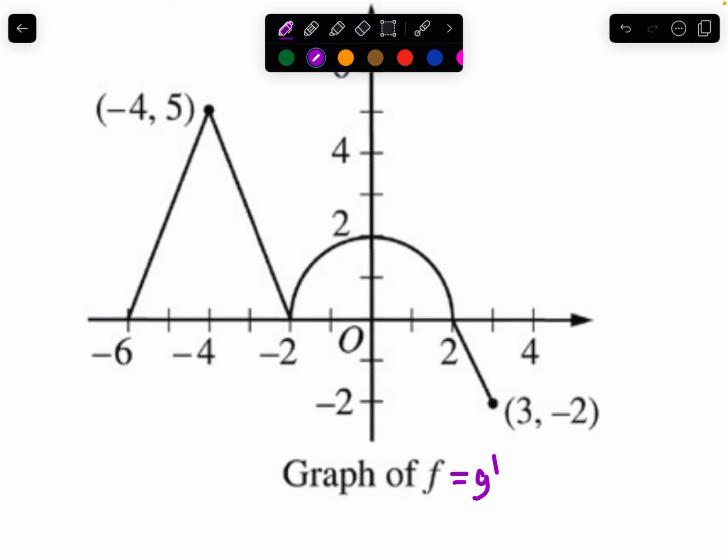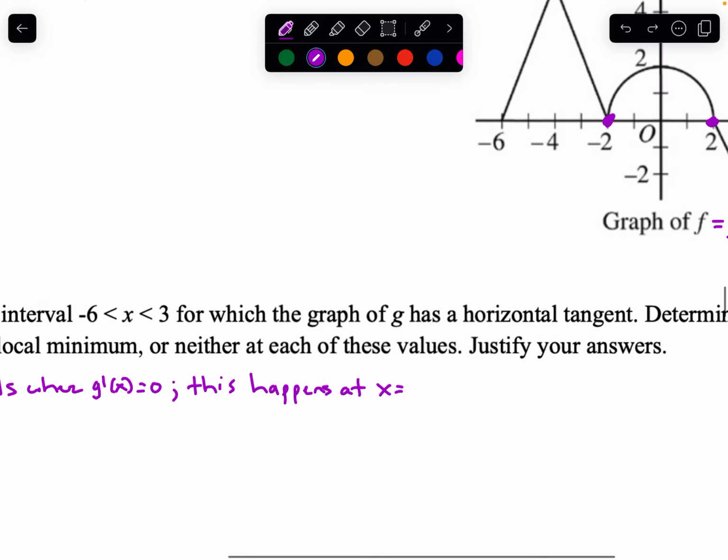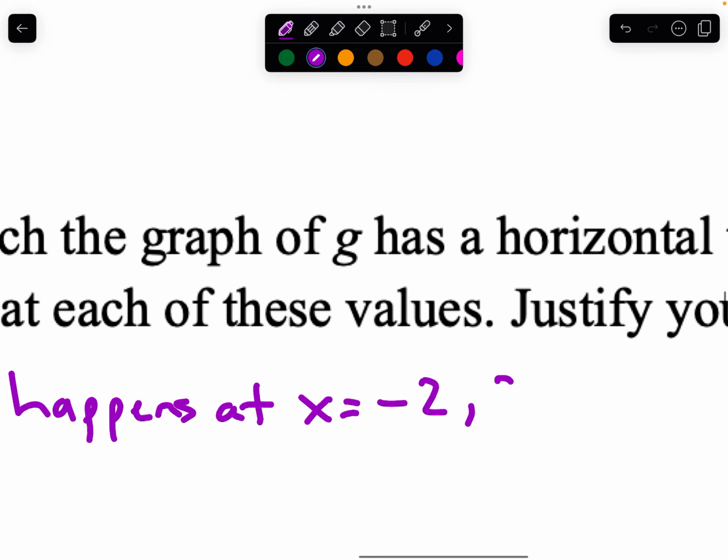It's the graph of f, which is g prime, the derivative of g. Where would we have horizontal tangents on this graph here? Well, let's take a look. Horizontal tangents where g prime is equal to 0. Well, g prime is equal to 0 here and here. It's also equal to 0 here, but negative 6 is not included on this open interval. Okay, but negative 2 and 2 is where g prime is equal to 0. So let's write that down. This happens at x equals negative 2 and positive 2.